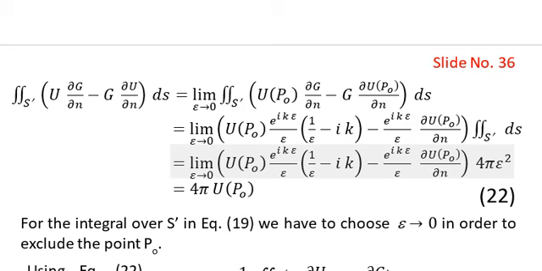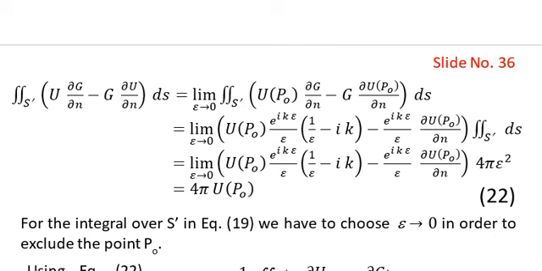And you know that now we have to apply the limit epsilon goes to 0, but before we apply the limit, we are multiplying the terms within the parentheses by the value 4 pi epsilon naught square, which is the area of the sphere of the surface S prime. So when these will multiply, you see that only the first term in this limit will survive, the rest of them will be equal to 0 due to the limit. So we have equal to 4 pi u of P naught in equation number 22, the last point.